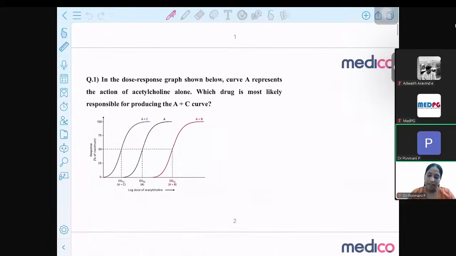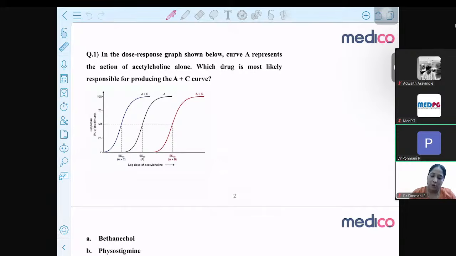The first question is, in the dose response graph which is shown below, curve A represents the action of acetylcholine alone. Which drug is most likely responsible for producing the A plus C curve? So what do they say? This curve A belongs to acetylcholine, and they are asking, what does this curve mean?